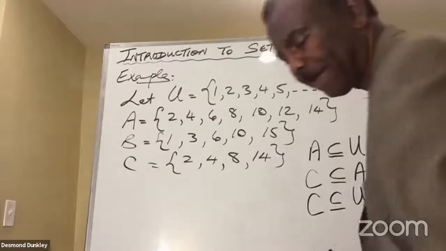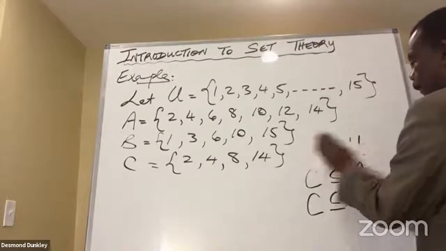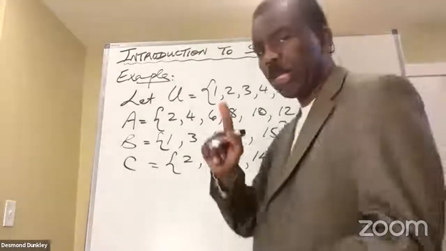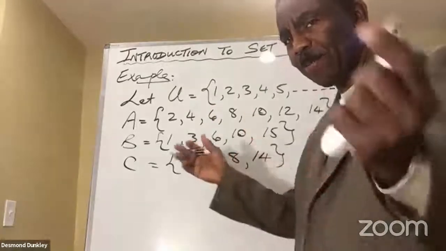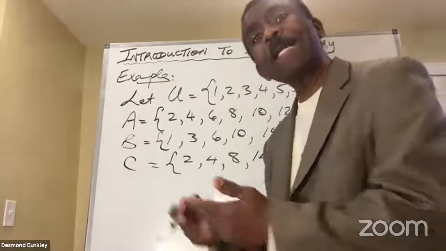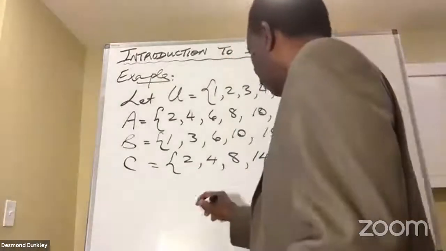So now, here goes. If you want to merge, bring together sets B and C, there is a symbol used for that. It's called the union.